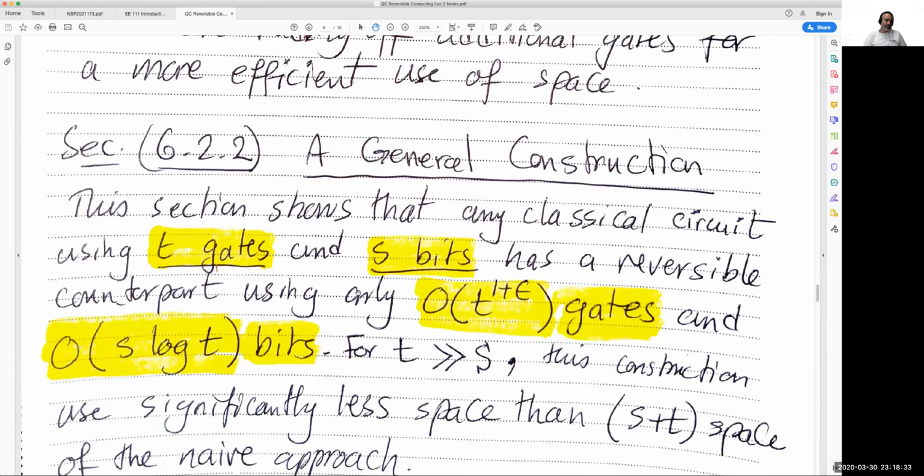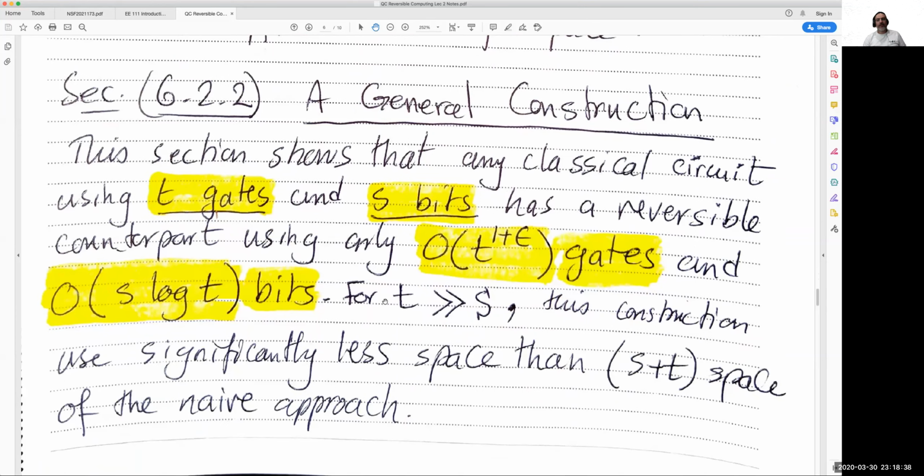Now let us move to section 6.2.2. This section tries to arrive at a general construction for this conversion, and it also tries to find bounds on the generated reversible gates, showing that the reversible implementation is almost as efficient as, or has little overhead on top of, the regular classical implementation.